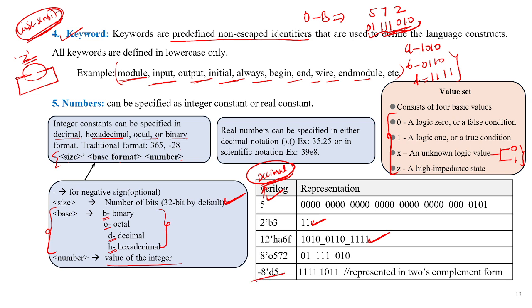Suppose minus 8 tick d5 is there. How will it store? If you are giving a negative value, how will it store? Anyone?